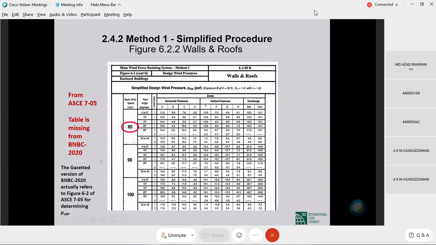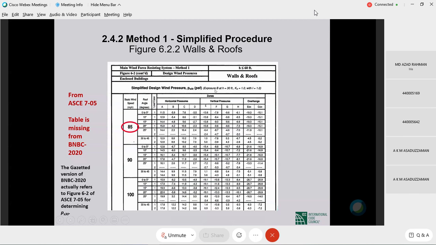Okay. So I think what happened is that this problem was discovered at the last moment, and instead of trying to insert a table, the easy way out was to tell the user, go to ASCE 7-05 table such and such. There are two problems with that. One is that you have to have the book. I don't believe that everybody in Bangladesh has that. Secondly, you have to understand that where ASCE 7 talks about exposure B, it is exposure A of BNBC 2020. Until and unless you catch on to that, it will be difficult to use this table.